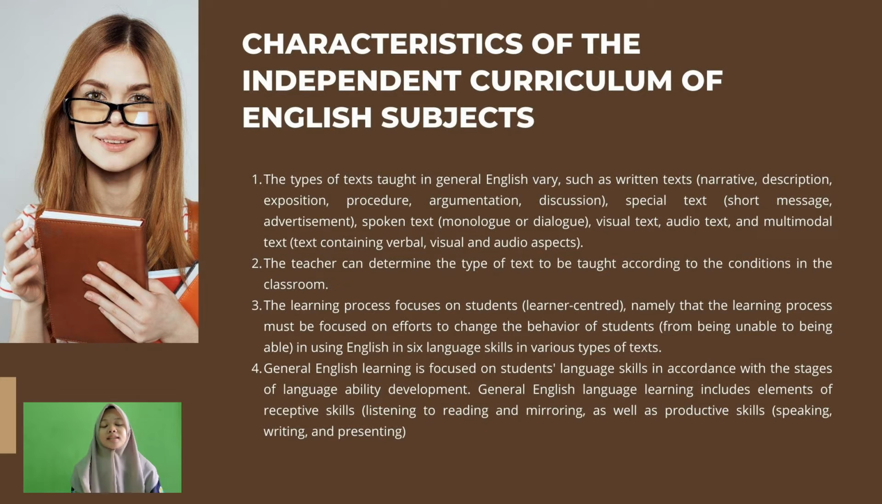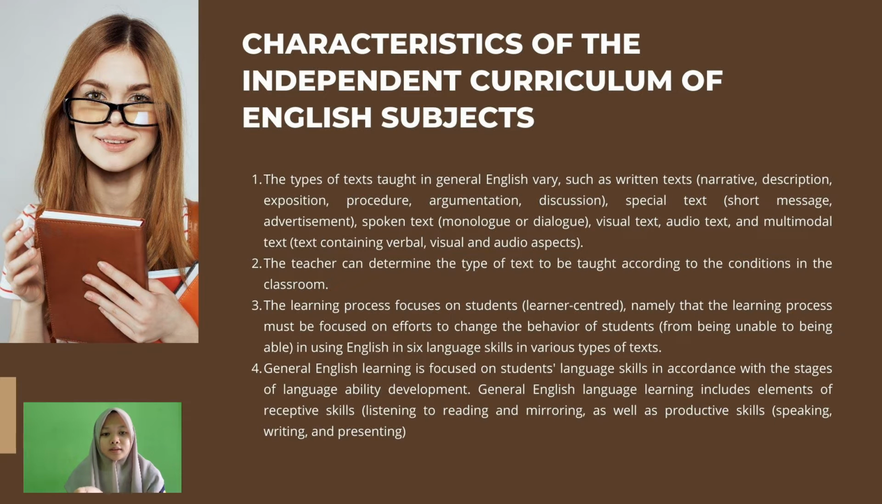Okay, the next material we will discuss is the characteristics of independent curriculum of English subjects. Maybe you can see the material in the slides. There are 4 characteristics. Namely, number 1, the types of text taught in general English vary, such as written text, such as narrative text, descriptions, expositions, procedure, argumentations, and discussions. There are also special texts such as short messages and advertisements. And for spoken text, there are monologue and dialogue. And there are also visual text, audio text, and multimodal text. Multimodal text is text containing verbal, visual, and audio aspects.